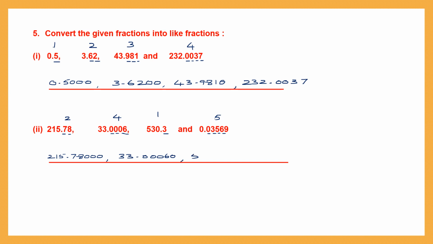Next one, 530.3, only 1 decimal place. To make it have 5 decimal places, I need to add 4 zeros. 1, 2, 3, 4. And the last one, I can write it down as it is, 0.03569. So now, as you can see, all the decimal numbers have 5 decimal places. They've all become like decimals. So here they were all unlike. Now we have converted them all to like decimals.